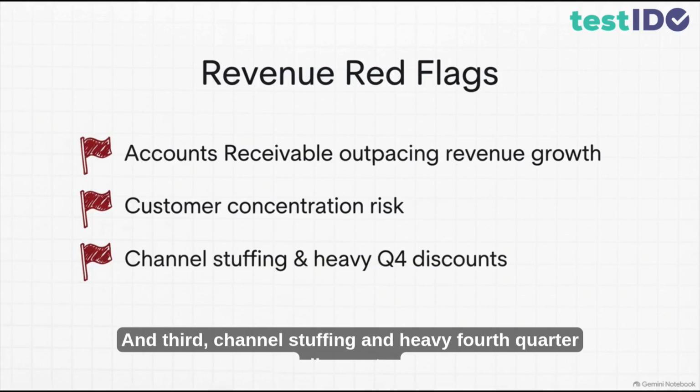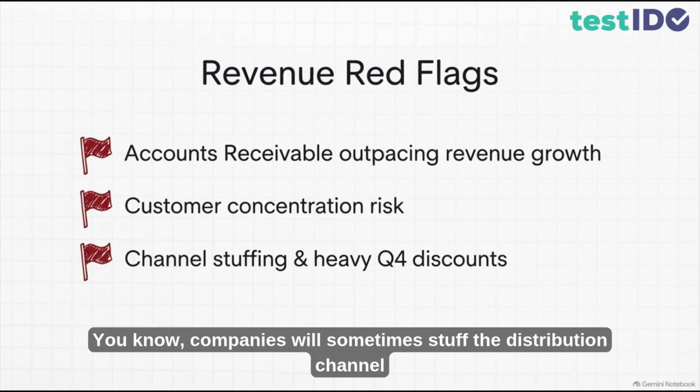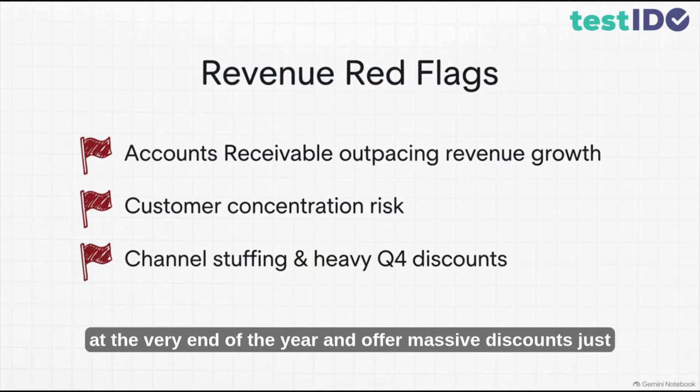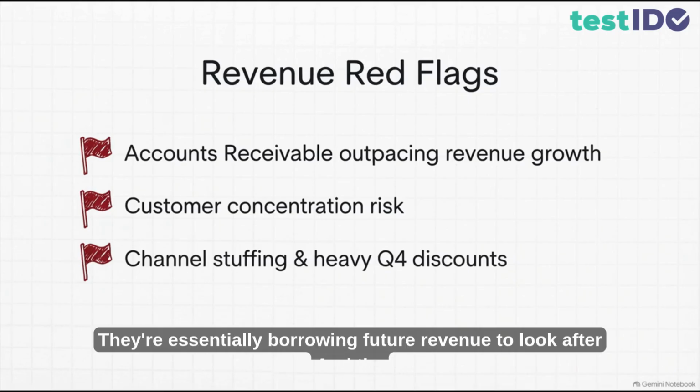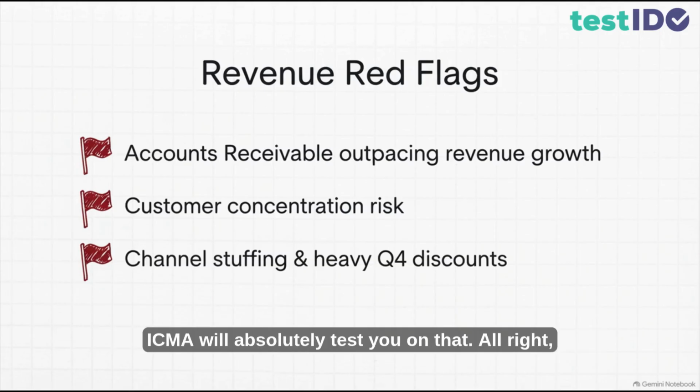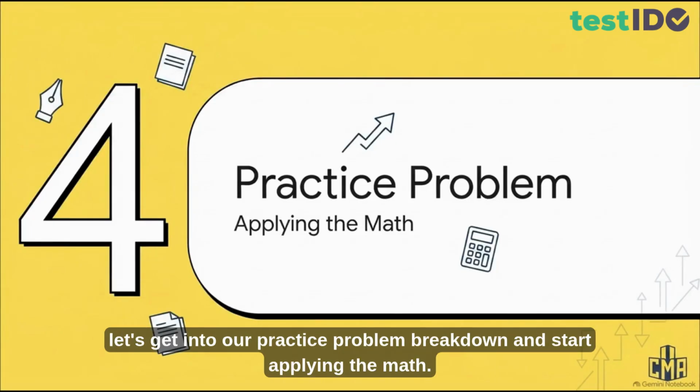And third, channel stuffing and heavy fourth-quarter discounts. Companies will sometimes stuff the distribution channel at the very end of the year and offer massive discounts just to hit their quarterly bonuses. They're essentially borrowing future revenue to look good today, and the ICMA will absolutely test you on that. All right, let's get into our practice problem breakdown and start applying the math.